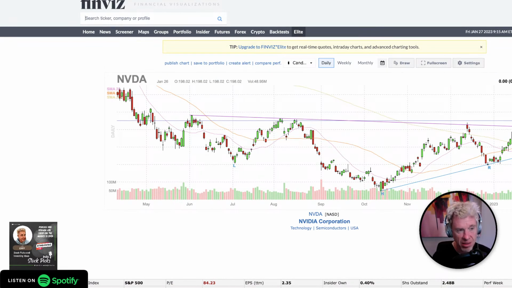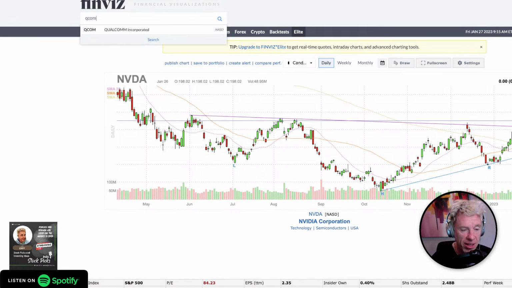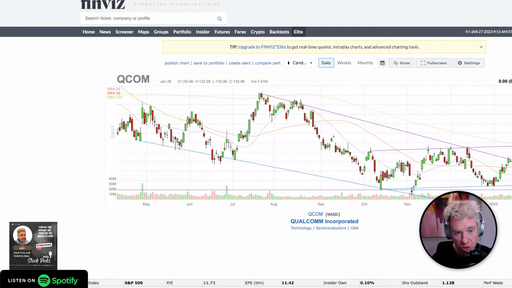Qualcomm, I still think, is the best one of the bunch. But as it gets up to the 130s and 140s, you still have only an 11 PE. NVIDIA and Qualcomm are, I think, the two leaders in self-driving. Qualcomm's not the leading technology in self-driving. I think NVIDIA has those chips kind of locked up. But Qualcomm's chips have been chosen by Volkswagen.